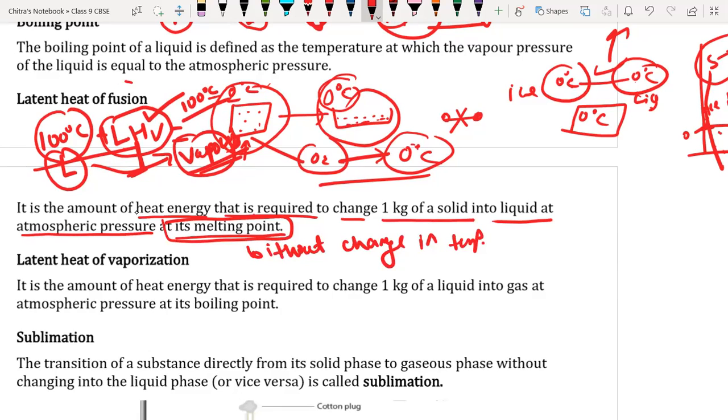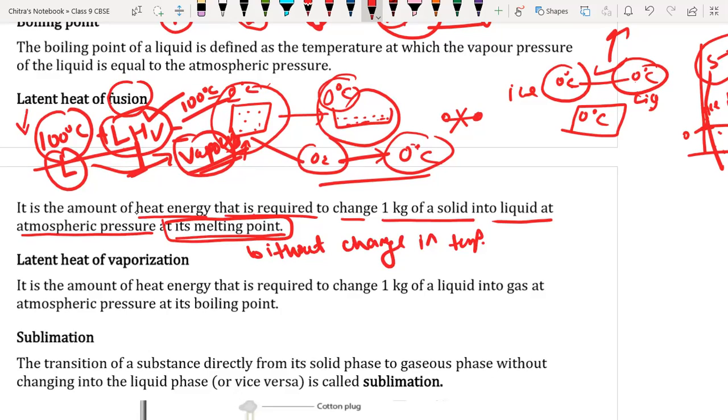Fusion means to melt, and latent heat means that energy which is absorbed by the matter, but temperature will not change, but the state will change from solid to liquid state. This is called latent heat of fusion.